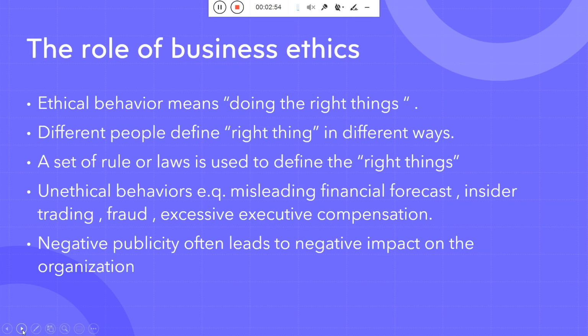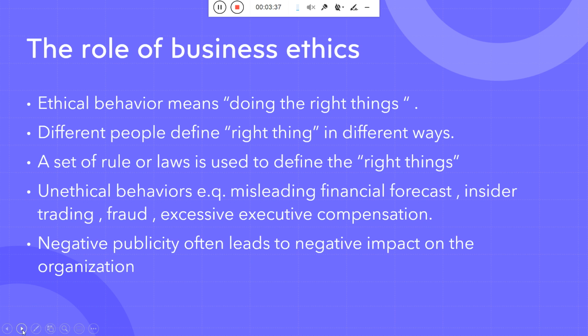What is the role of business ethics? When you do any business, what ethics are needed? First, ethical behavior is needed. Ethical behavior means doing the right thing. Different people define the right thing in different ways. Something may be right for me and not right for another person. That's why a set of rules and laws is used to define the right thing. You need to do everything within the law.